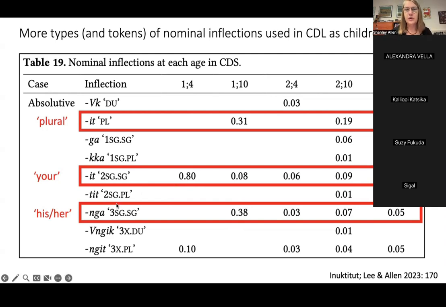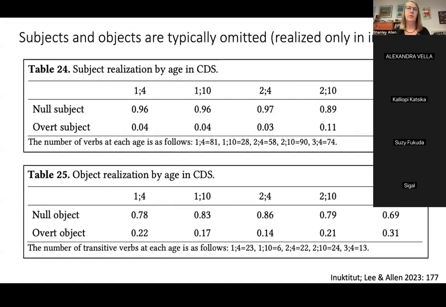So this is just an illustration that we looked at each of the inflections and saw when and how frequently it was used at the different ages to get a kind of general picture of what things look like. Okay, so that's all about inflections. Then another thing we looked at was subjects and objects. So we found that subjects and objects also in adult-directed speech are very typically omitted, because there's this rich verbal inflectional system.